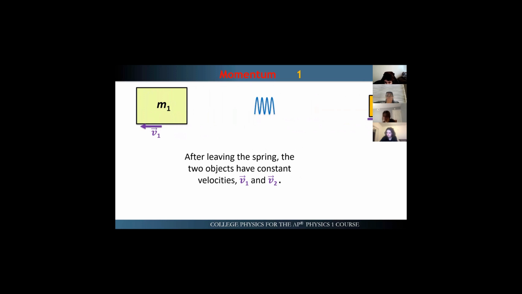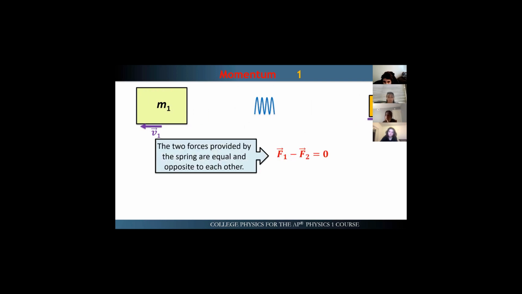So there's going to be an acceleration as long as the spring is pushing, but as soon as they're not touching the spring anymore, constant velocity is the result. All right, so that's the scenario we're looking through. Now let's break that down mathematically with some equations and analyze what's going on here.